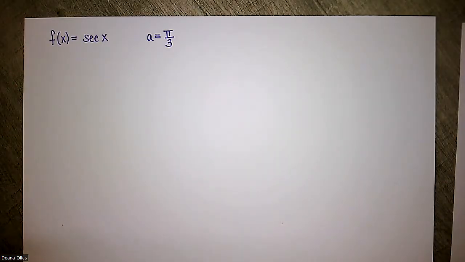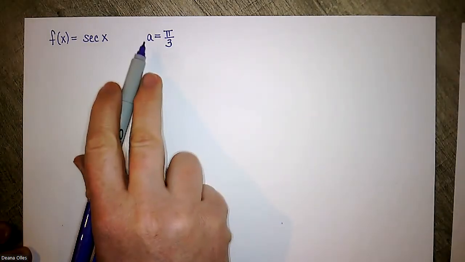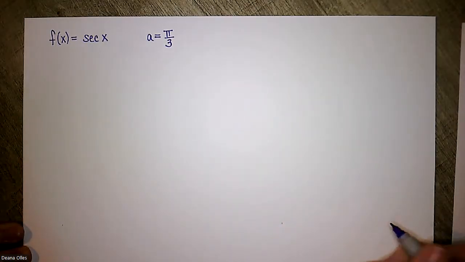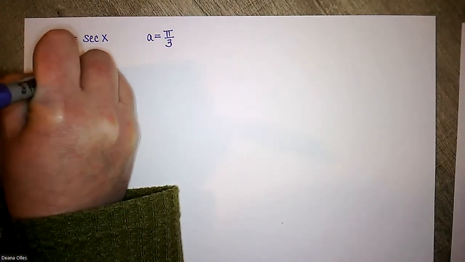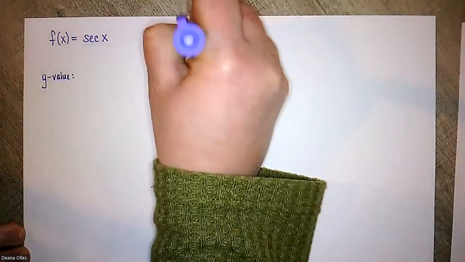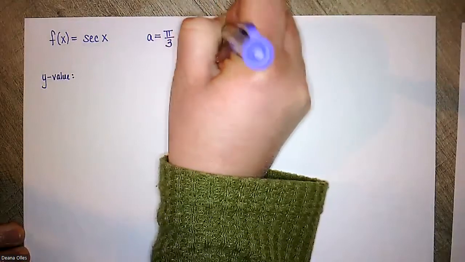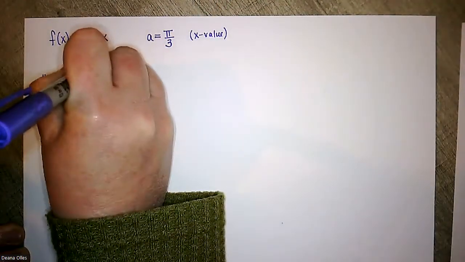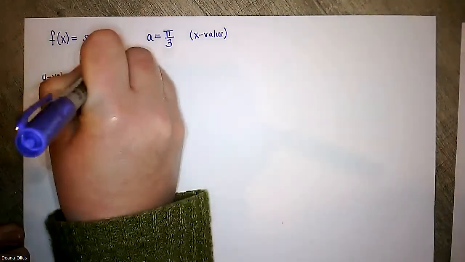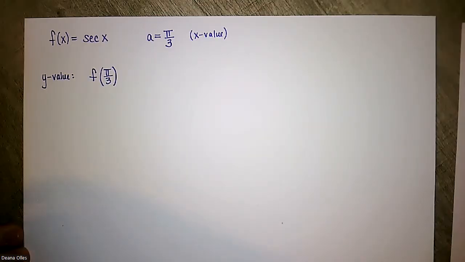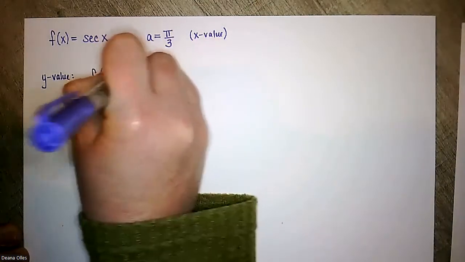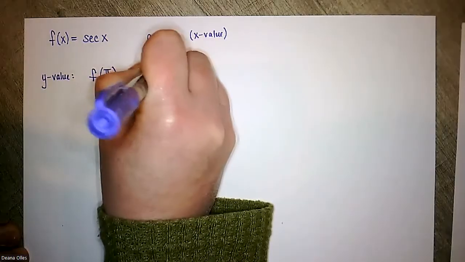Okay. And so I want you to approach this in the same way you would have when you found the equation of a tangent line. Instead of x1, though, we're just calling it a. So we're going to need the y value, because we already have the x value. The y value occurs when we evaluate the original function at the value for a, in this case pi over 3. And so that will be the secant of pi over 3.